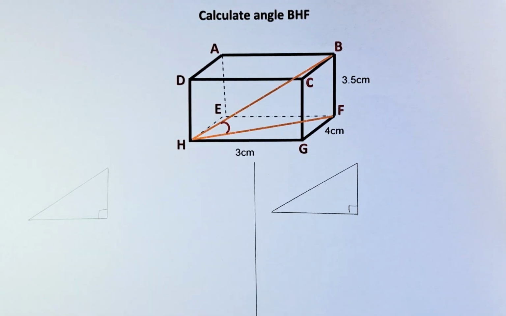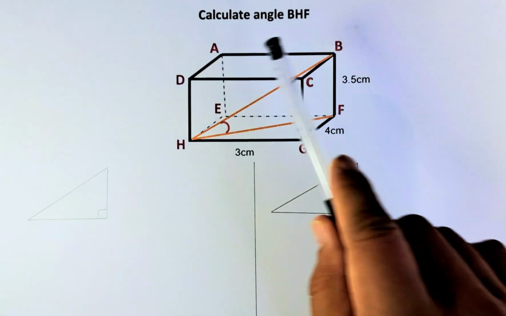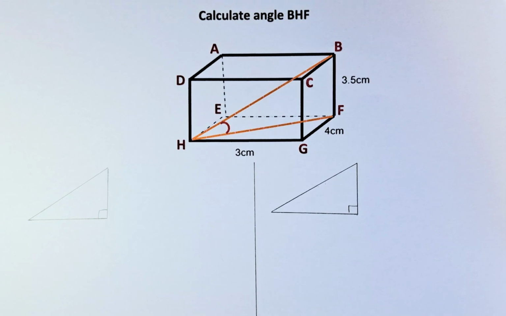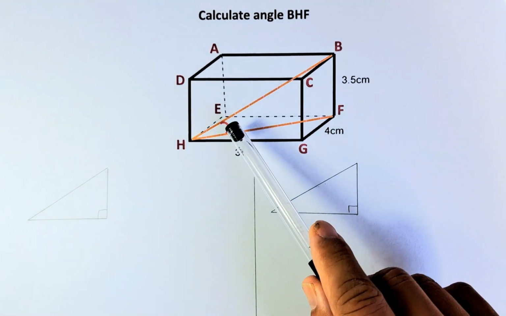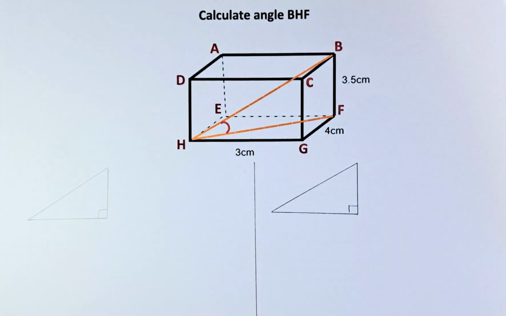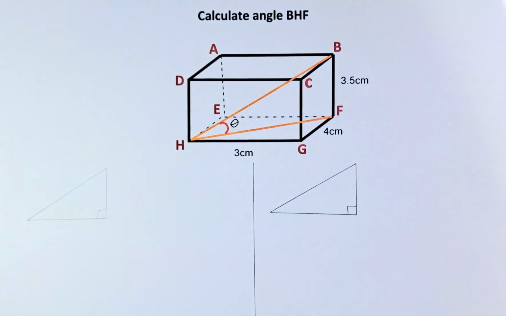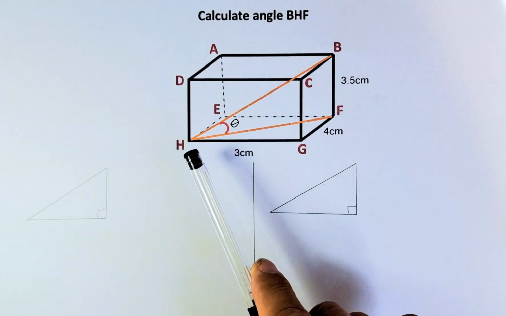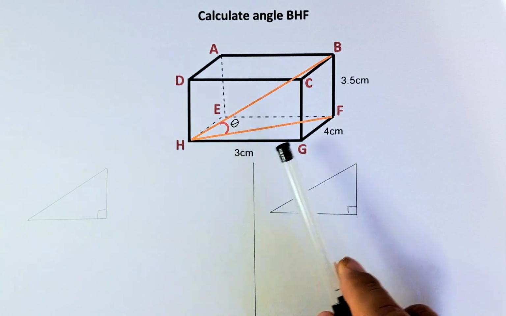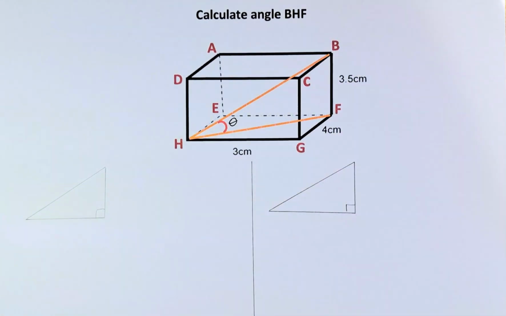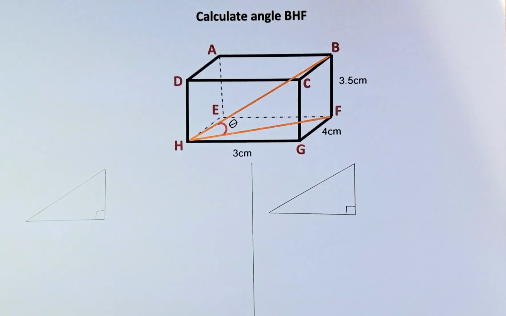We have a cuboid in front of us. They are labeled as A, B, C, D at the top and E, F, G, H at the bottom. We are going to find angle BHF and we are going to label that as theta, because it's easier that way. The length HG is 3 cm, GF is 4 cm, and BF is 3.5. It is not drawn to scale, that's why the numbers are a bit weird.